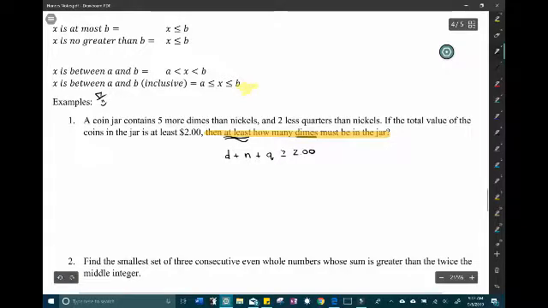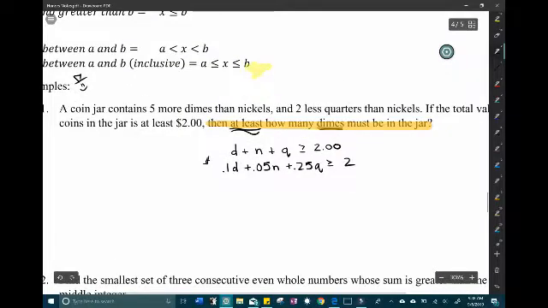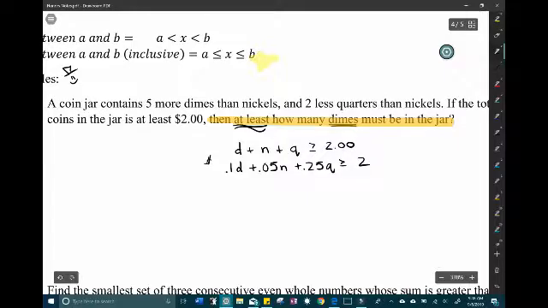Now, let's just think about monetary-wise. A dime is 0.1 of a dollar. A nickel is 0.05 of a dollar. And a quarter is 0.25 of a dollar. That will help us out in the near future. Greater than or equal to 2. Okay, you can drop the extra zeros, that's okay. All right, so with that in mind, now comes the more challenging part.